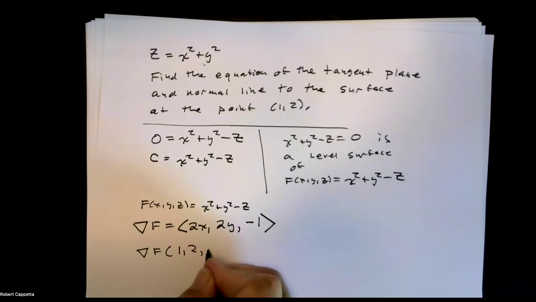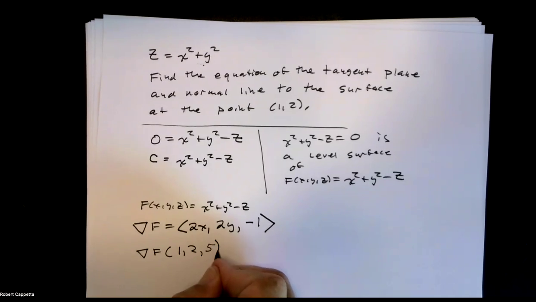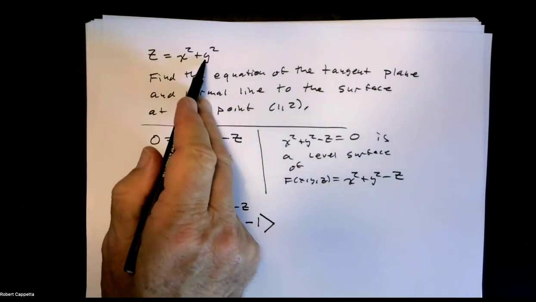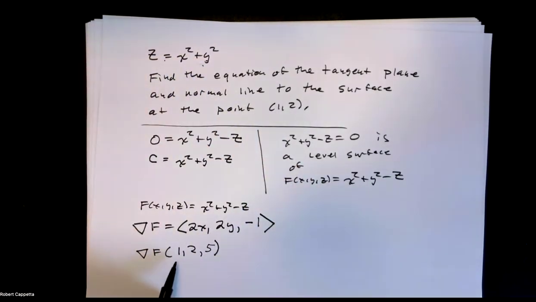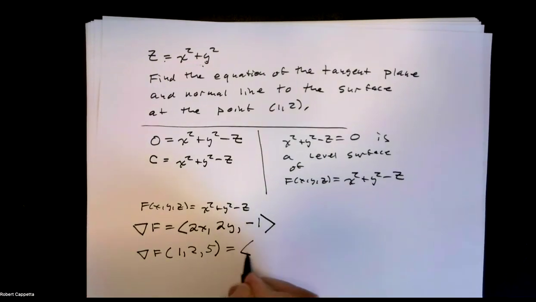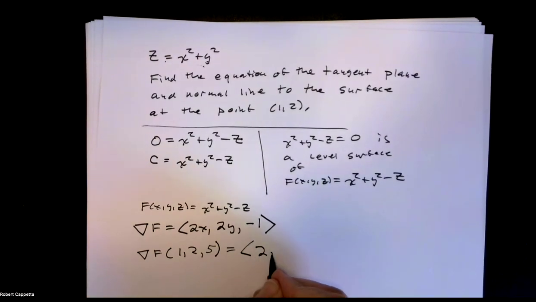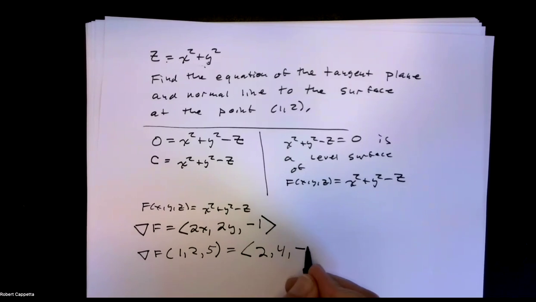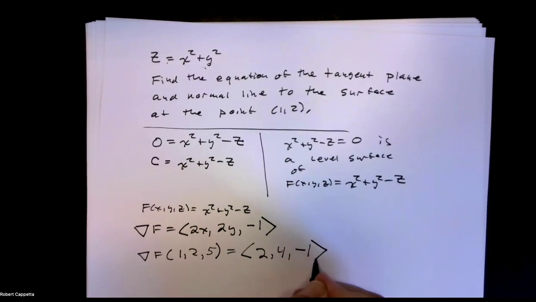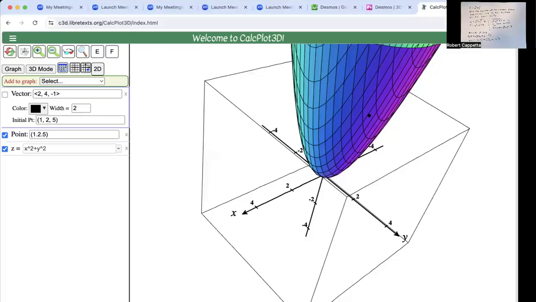Recognize the z value there would be 5. Yes? You see that? 1 squared plus 2 squared is 5. So on the surface, that gradient will be at 1, 2, 5. What do we get there? 2 times 1 is 2. 2 times y is 4. And then the third slot is -1. So I argue this should be orthogonal to the surface at that point. So let's see if that's the case.